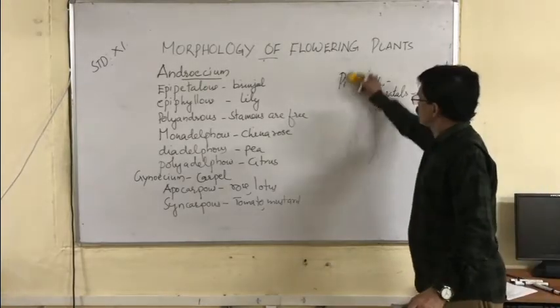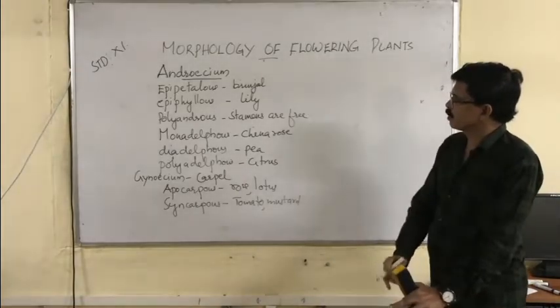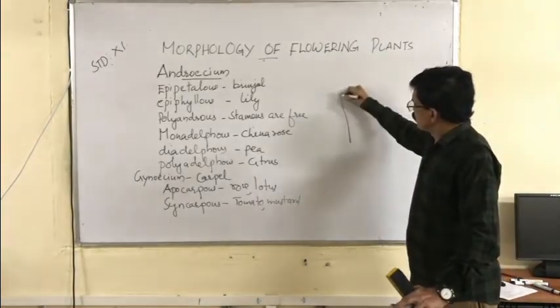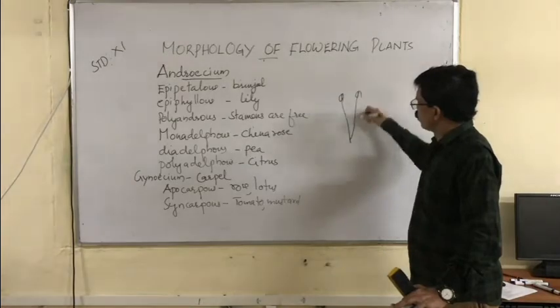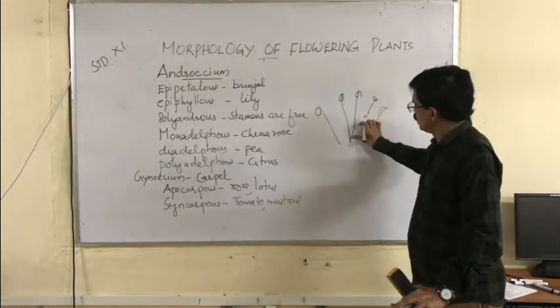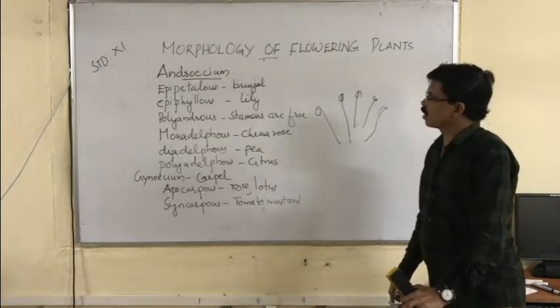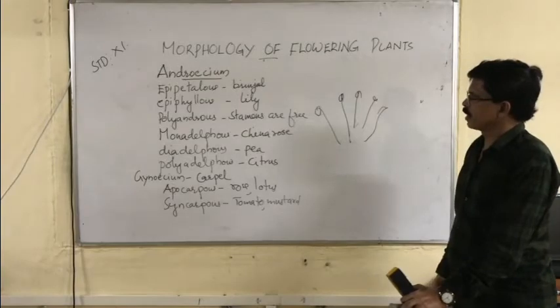Now, polyandrous stamen. What is polyandrous? Stamens are free. You can see this in many flowers like gulmohar, where the stamens are free. Individually, we can separate the stamens. Such free stamens are called polyandrous. In gulmohar, we can see this.